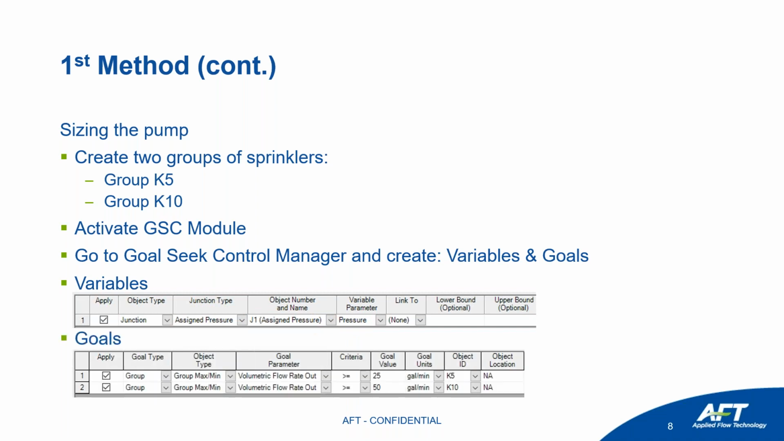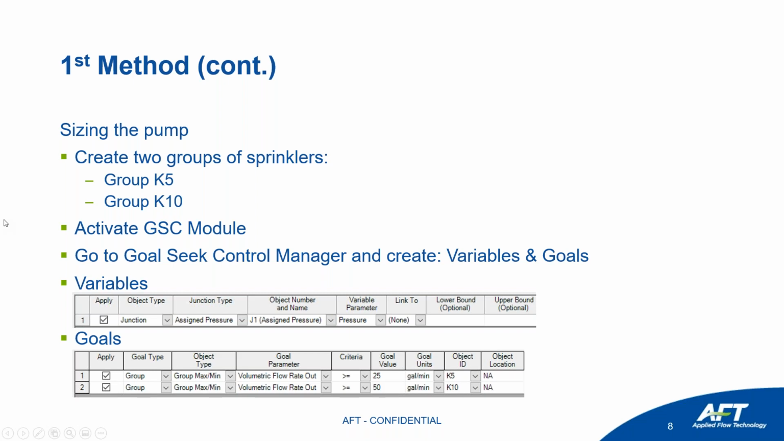The goals in the system would be the requirement for the nozzles with a K factor of 5, with the minimum of 25 gallons per minute, and the goal for the sprinklers located in the group with the K factor of 10, a requirement of 50 gallons per minute.